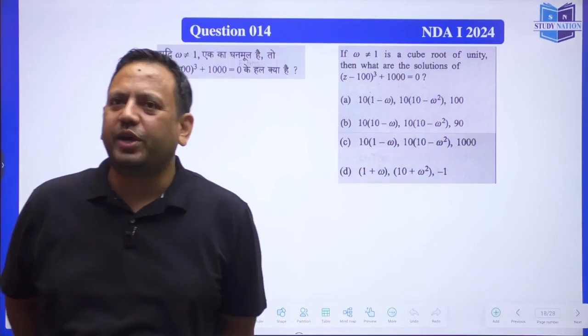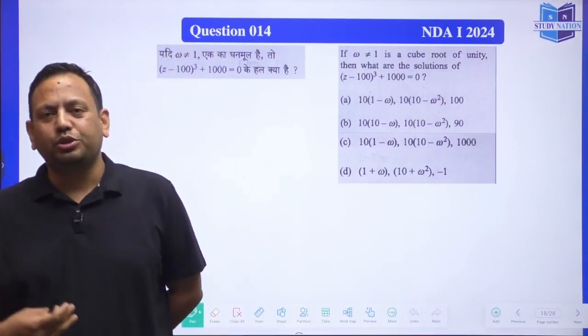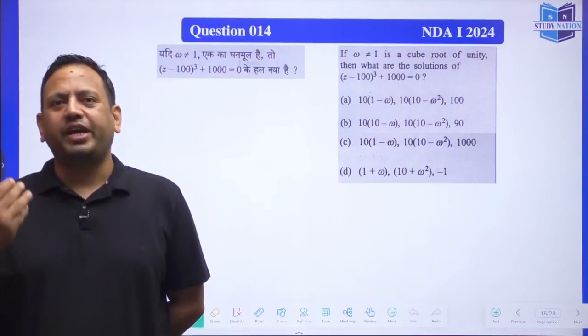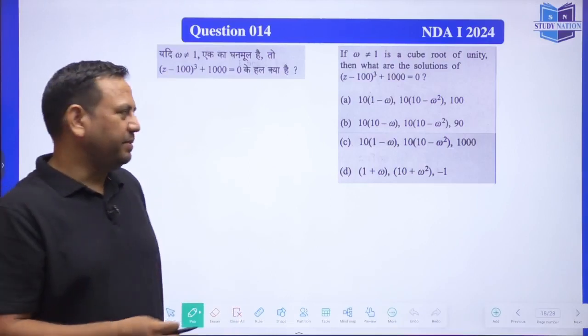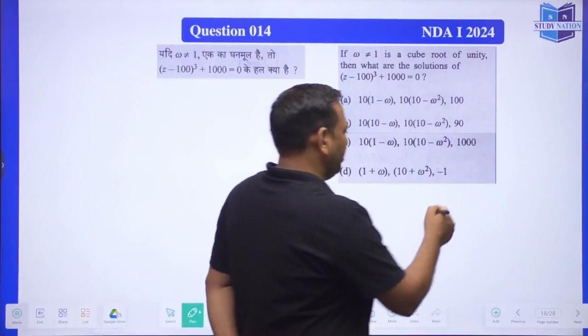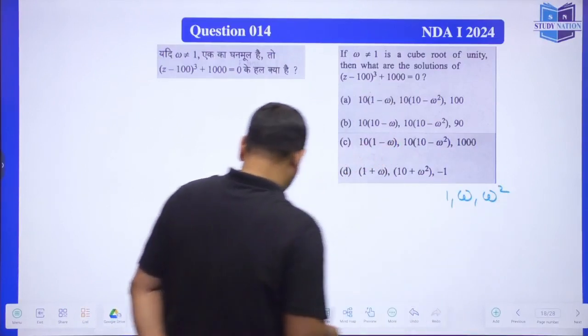If omega is not equal to 1, which is the cube root of unity? Whenever someone says cube roots of unity, there are 3 cube roots. One is 1, another is omega, another is omega square. So if somebody asks you what are the cube roots of unity, you will say there are 3: 1, omega, and omega square.